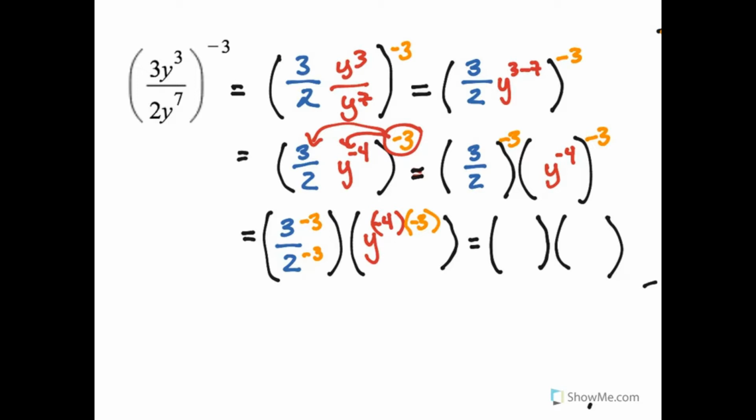Well, let's use the negatives to travel. 2 to the negative 3 travels to the top and becomes 2 to the 3rd. And 3 to the negative 3 travels to the bottom and becomes 3 to the 3rd. y to the negative 4 times negative 3 power is y to the 12th. So when we finish up here, what we have is 2 to the 3rd, that's 8, over 3 to the 3rd, which is 27, and y to the 12th. We've simplified that expression.